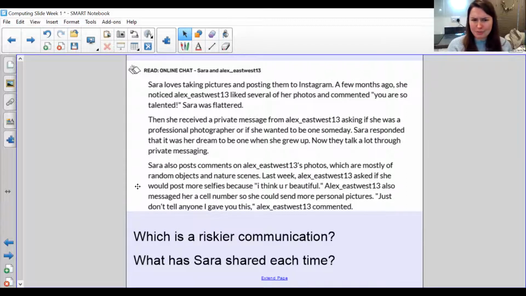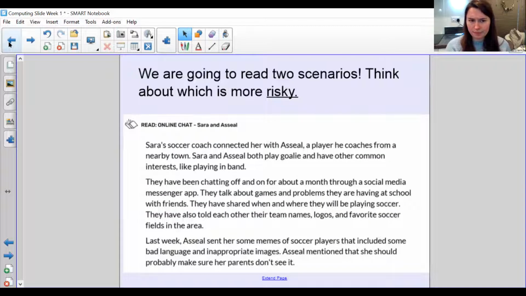Okay, so let's think through some of those things. Let's start with number 1. The information that they have shared. This is someone that Sarah knows through someone, so it is definitely a real person, because her soccer coach, a trusted person, has connected her with this person. So we know that a seal is real and that they have a common interest. Sarah has shared when and where her team will be playing, and also her team's name, the logo, and the fields in the area.